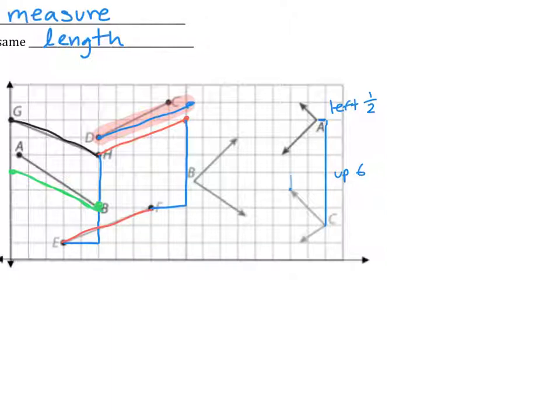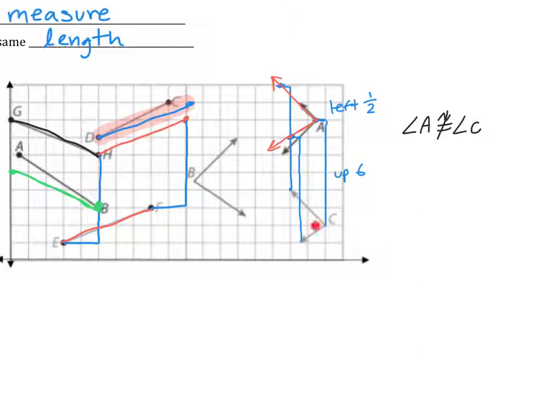So let's see if that would work for my other points. So let's go from here. 1, 2, 3, 4, 5, 6, and then left 1/2. That brings me to here. And then the last one, 1, 2, 3, 4, 5, 6, left 1/2 brings me here. So if I connect these dots, I get an angle that looks like this. So while one of my sides matches up, this one does not. So we can say that angle A is not congruent to angle C because we tried to use rigid motion, but they didn't line up.